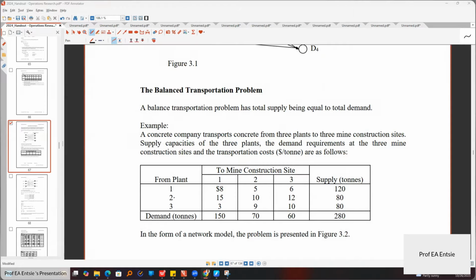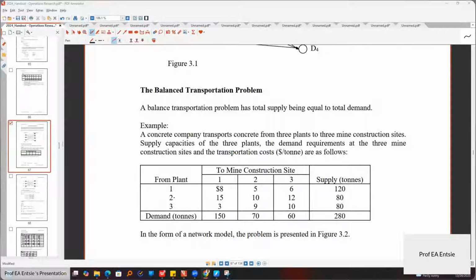So the transportation problem is just a type of linear programming which deals with the transportation of products from one point to another. So it's also between supply and demand. So let's look at the initial solutions of a transportation problem.